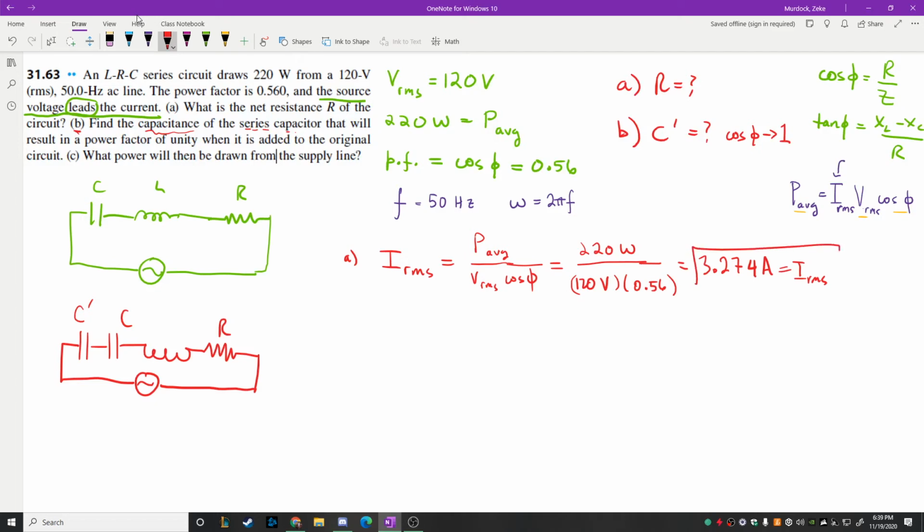Okay, that's going to be useful to us, so I'm just going to write that down, because now we can use this to find two things now. What can we use it to find? What do you recommend we use it to find? We can find R, right? Which equation can we use to find R?